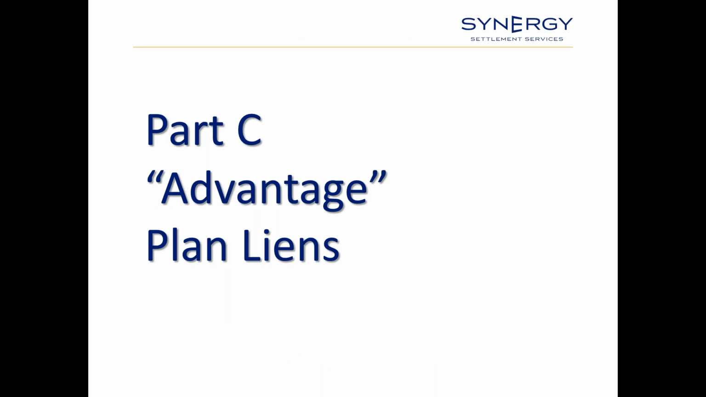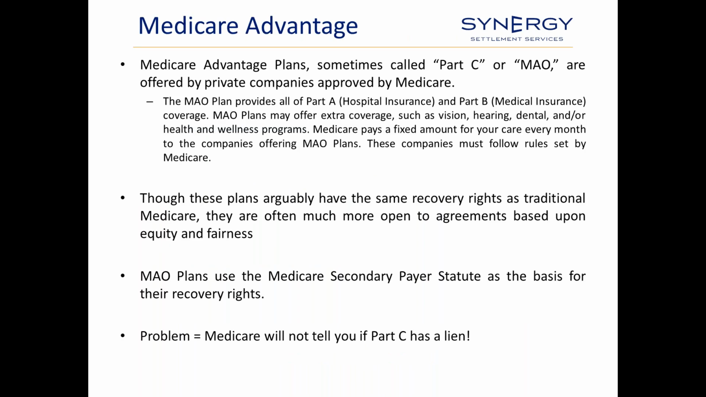So moving away from conditional payments and into Part C Advantage Plan liens, this is really problematic because you can have a client who you know is a Medicare beneficiary, and you request a conditional payment amount from Medicare. They give that to you and you get a final demand and you pay it, but that client during that time period also had been in Part C.